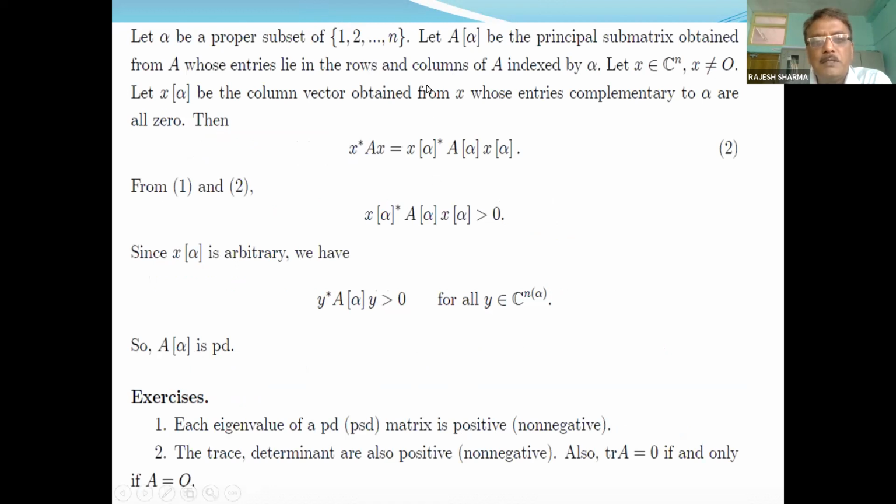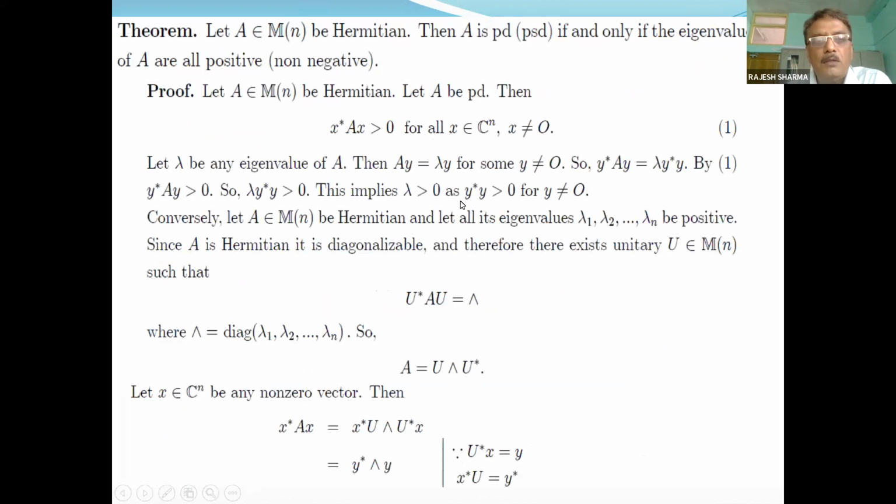Otherwise, we can directly prove this in this manner. Now, this theorem: let A belonging to Mn be Hermitian. Then A is positive definite if and only if the eigenvalues are all positive. And if we take positive semi-definite, the eigenvalues are all non-negative.